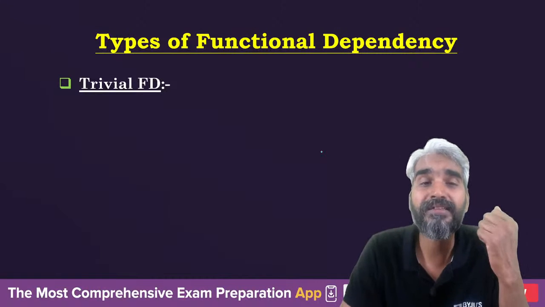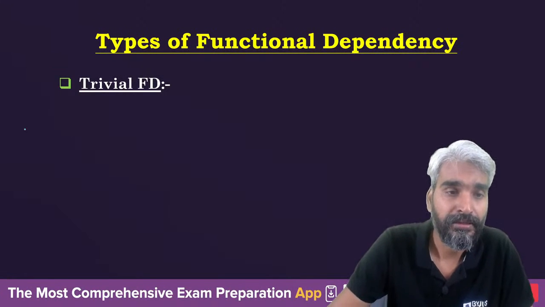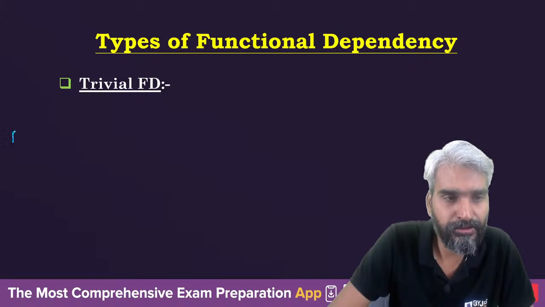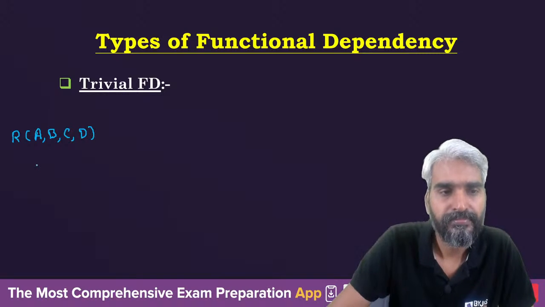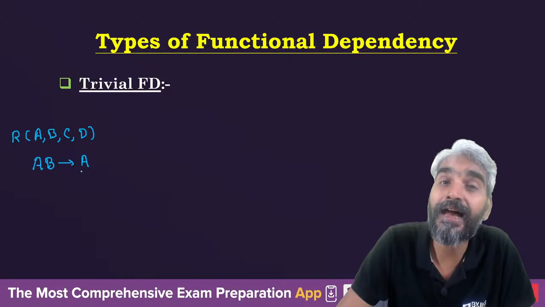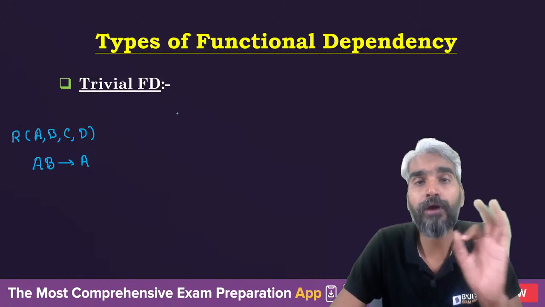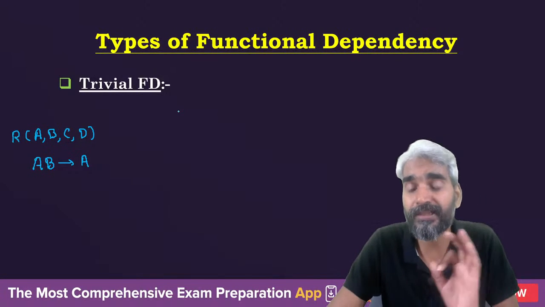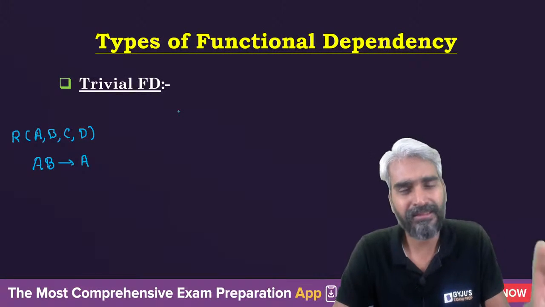Now let's try to understand the different types of functional dependencies. Let's say this is your relation R, which consists of certain attributes A, B, C, D. Now, if I write something like AB implies A, then such types of FDs are known as trivial FDs. So let me define the trivial FD. What do I mean by functional dependency? If you have understood the objective of functional dependency, you will be able to say that these FDs are trivial.